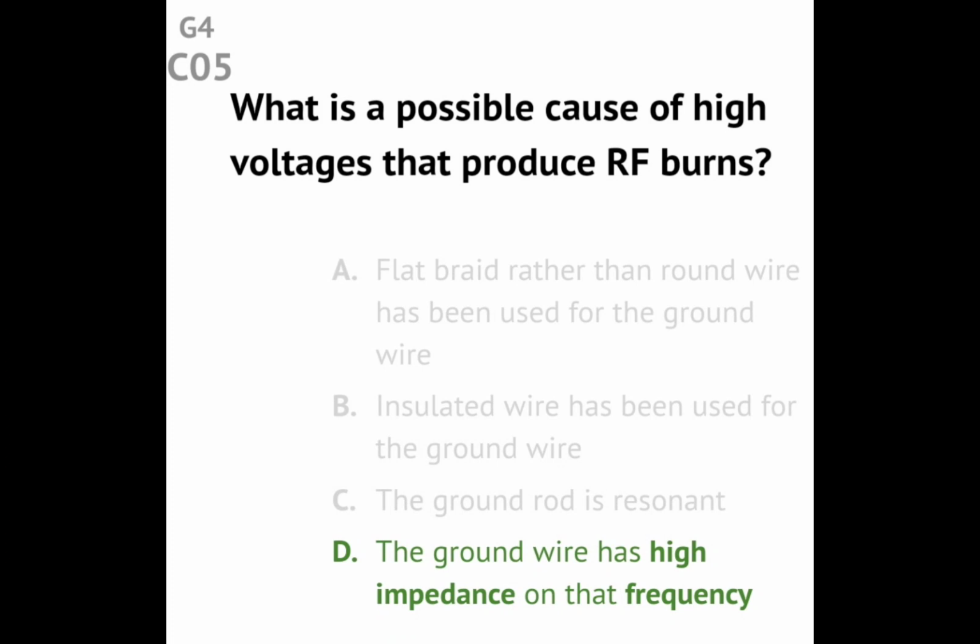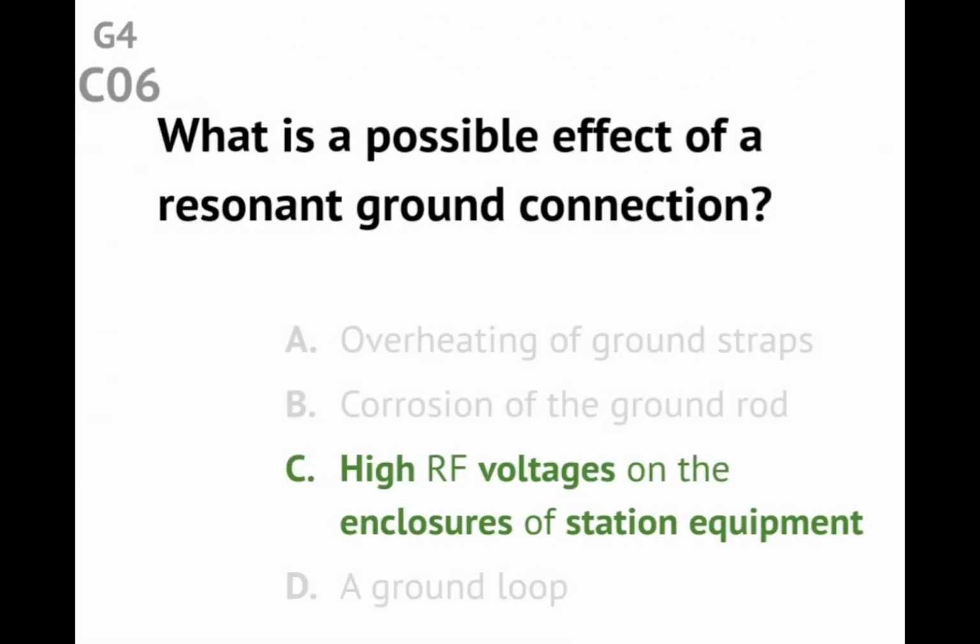Question G4C05. What is a possible cause of high voltages that produce RF burns? Answer: the ground wire has high impedance on that frequency. Question G4C06. What is a possible effect of a resonant ground connection? Answer: high RF voltages on the enclosures of station equipment.